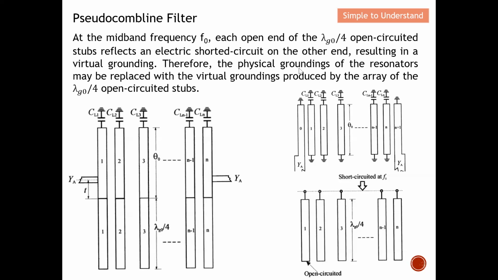Therefore, the physical grounding of the resonator may be replaced with the virtual grounding produced by the array of the lambda over 4 open circuit stub. Basically this is exactly the meaning. Over here, this part belongs to here. You can see that they actually are open circuit. Once they travel quarter wavelength, all this becomes short circuit. Then this whole filter design will look very similar with Combline filter design. This is for Pseudo-Combline filter design. This is for Combline filter design. So you see the similarity between these two.